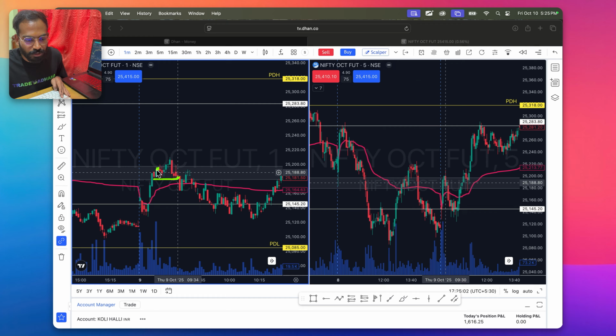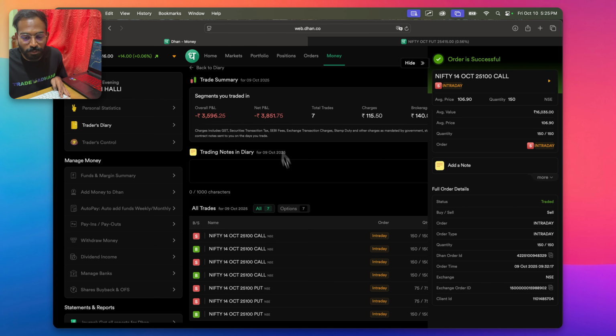My entry was somewhere here. I took a hit because there were 2 lots. I think the premiums were also slightly volatile, and I was already down close to 1800 that day on this second trade. Then I was like, okay, I should be more cautious because this will be my last trade, because I usually take only 3 trades in a day.